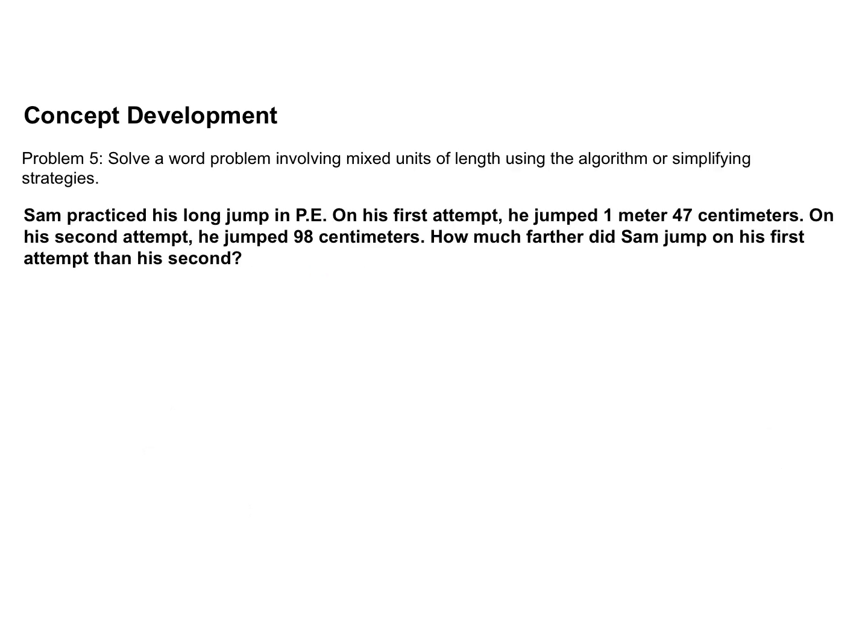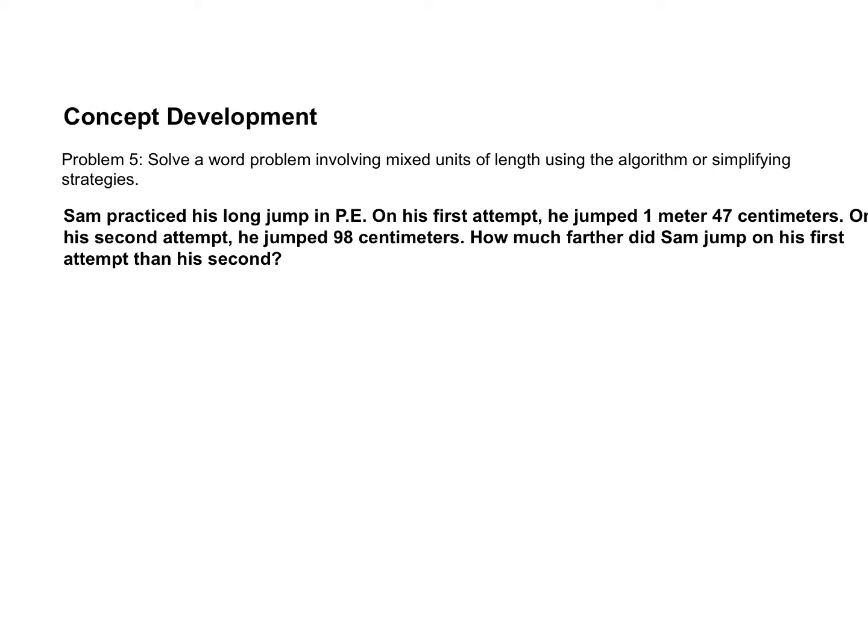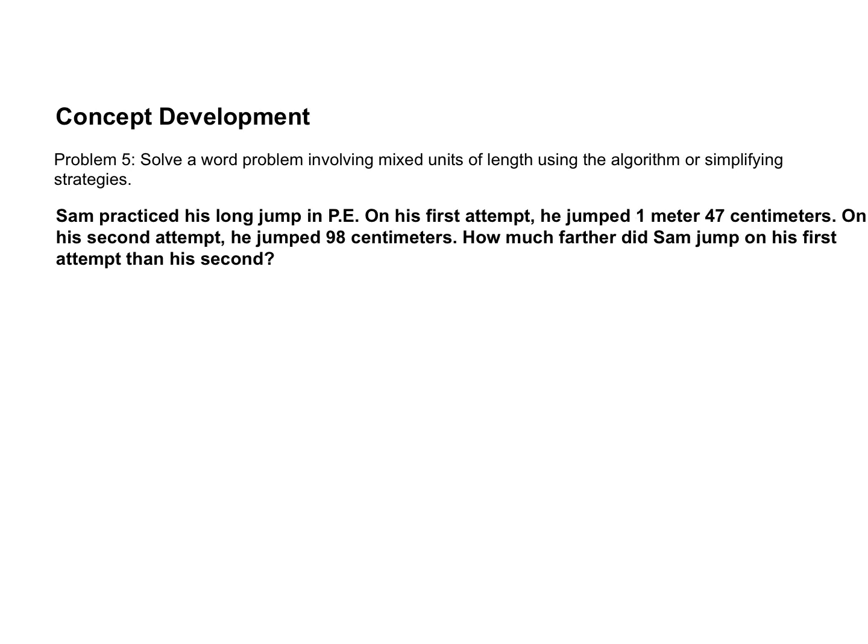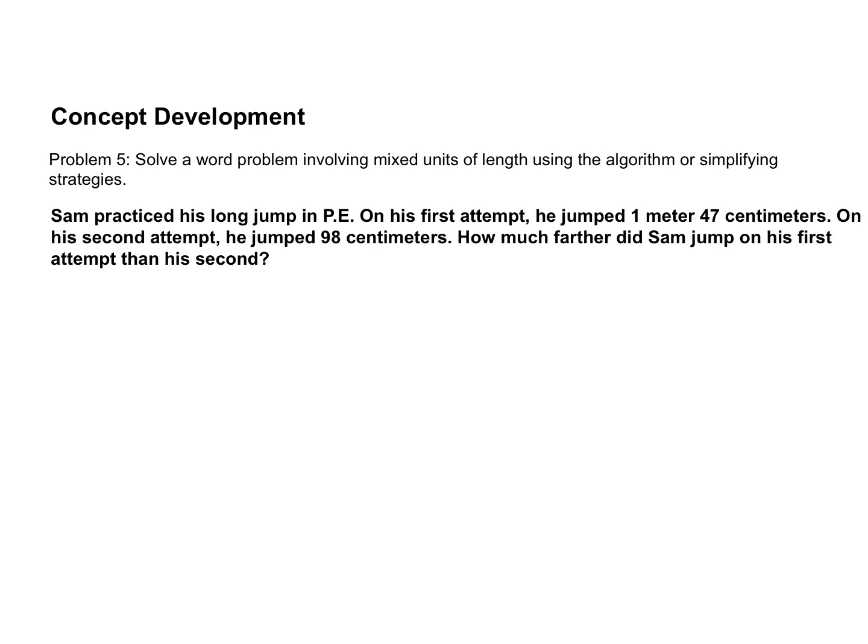Let's look at our problem number 5, and this is a word problem. And we're going to be doing a few more word problems here because that's really what it's more about. So we're going to solve this word problem. Sam practiced his long jump in PE. On his first attempt, he jumped 1 meter, 47 centimeters. On his second attempt, he jumped 98 centimeters. How much farther did Sam jump on his first attempt than his second? Because on his first attempt, he jumped further.